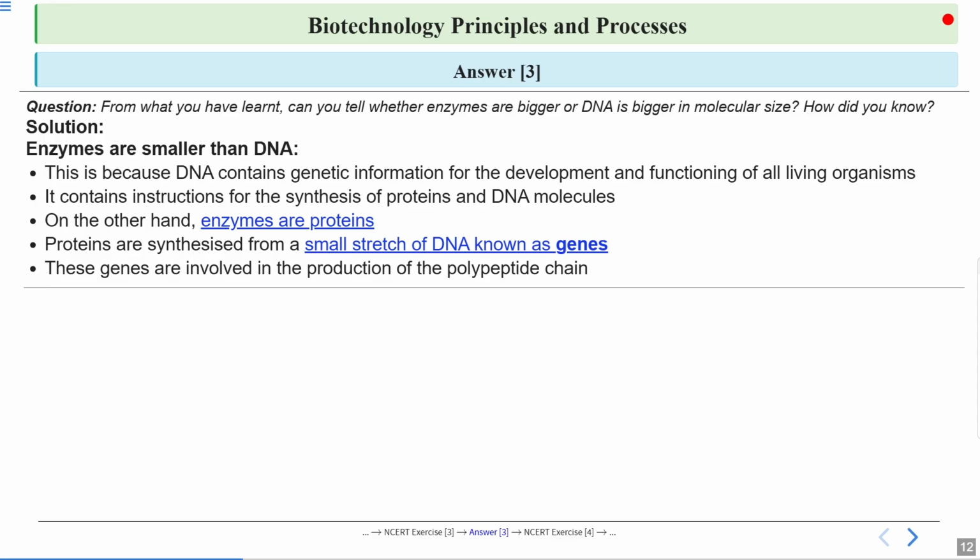So these genes are involved in the production of polypeptide chains. Yes, the enzymes are made up of polypeptide chains, and a number of polypeptide chains can be used to synthesize a functional enzyme. But all these polypeptide chain genes are present on the DNA itself, right? So obviously the DNA is a larger molecule than the enzyme.